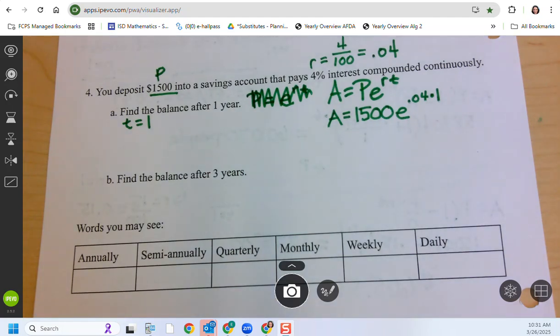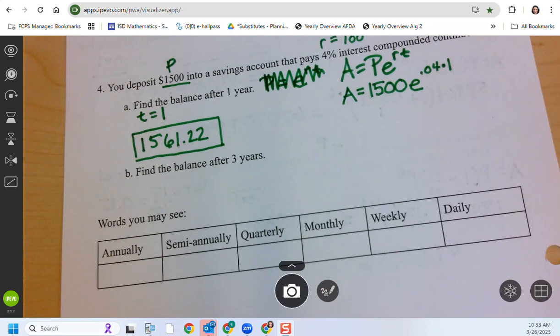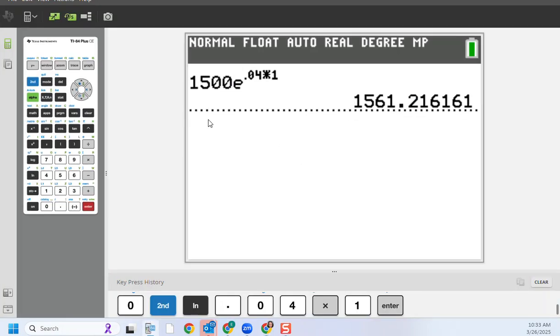Take a look. What did you get for after 3 years? Did you get the same answer? $1,691.25. Yeah? So your R is still 0.04, but this time your T is 3. So you just had to change that to 3. We got to fill out the bottom part, and then you'll be ready to do your delta math.